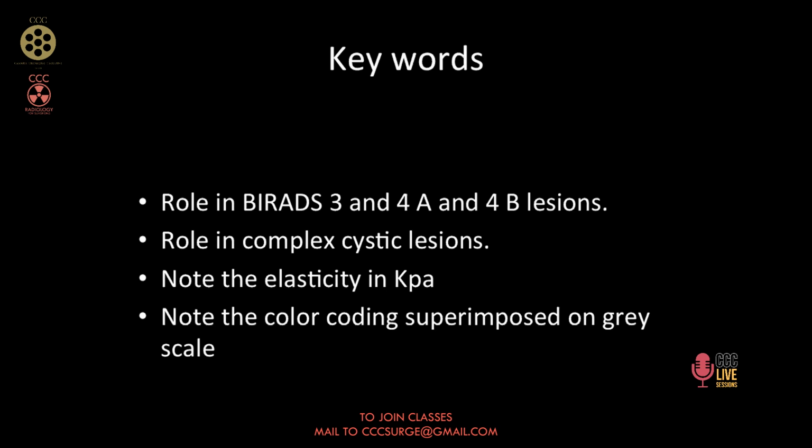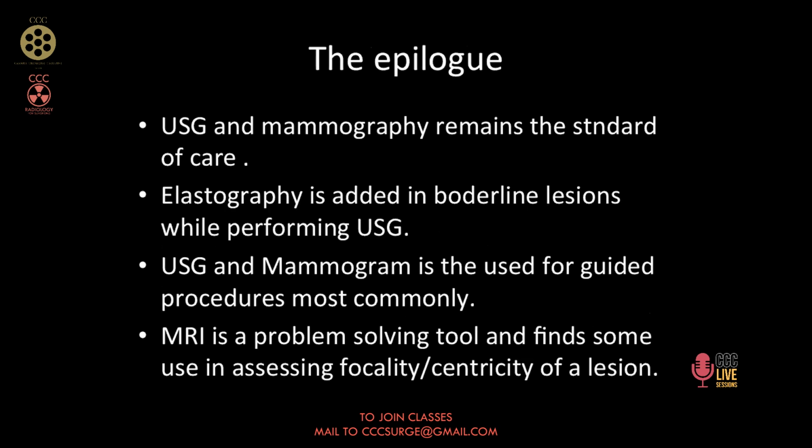Its role is more in complex cystic lesions. You recollect the lesion that I was stating, with one end showing a solid lesion in a complex cyst. If you add an elastogram to that, suddenly you see that area is stained red, and that means it is a malignant lesion. You add the elasticity in kPa, and you suddenly find it's a high kPa, 200 kPa, so it is a malignant lesion. So note the color coding superimposed on the grayscale and the elasticity count, and you would be able to tell whether this is benign or malignant.